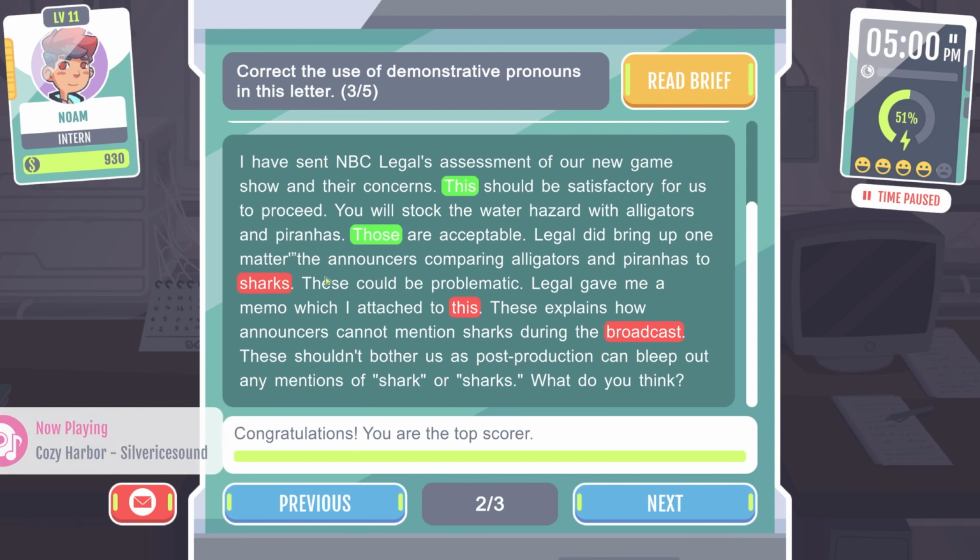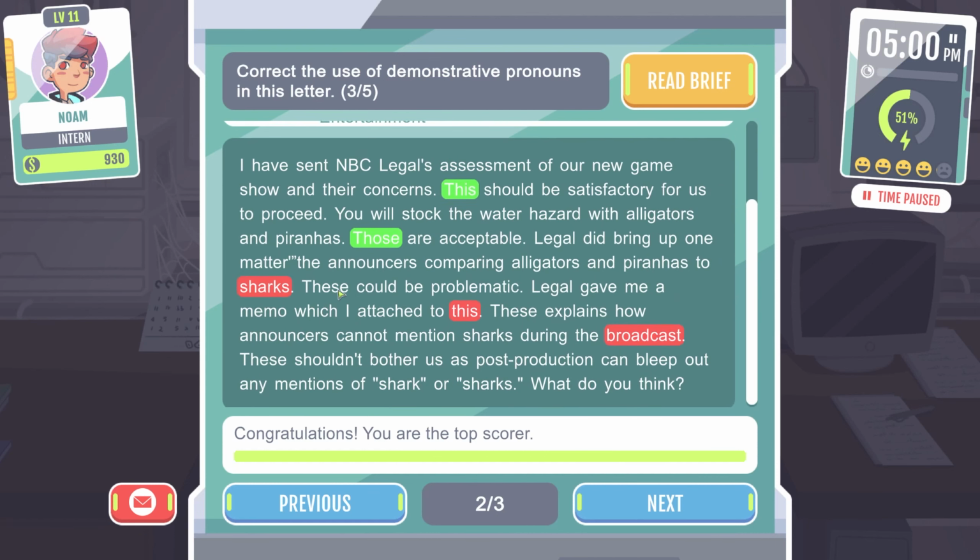Okay, apparently. These explains how announcers cannot mention sharks during the broadcast? During the that? What the? Okay, maybe. It's possible that my brain, here at 3 in the morning, is not prepared to understand fully what they were going for here, but this just seems wrong. Like, I imagine this could be problematic. This explains how announcers cannot mention it. And yeah. That shouldn't bother us.